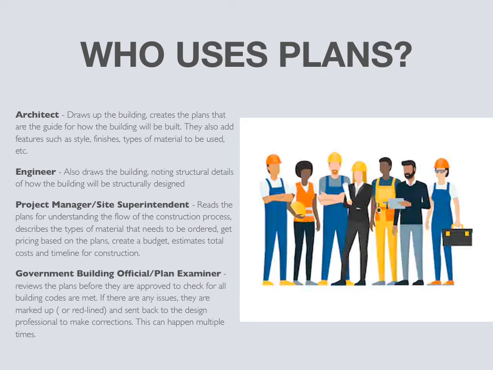The project manager or site superintendent reads the plans for understanding the flow of the construction process, describes the materials that need to be ordered, gets pricing based on the plans, creates budgets, and estimates total costs and timeline for the construction. And the government building official and plan examiner review the plans before they are approved to check that all building codes are met. And if there are any issues, they are marked up, also called redlined, and sent back to the design professional to make corrections. And this can happen multiple times.